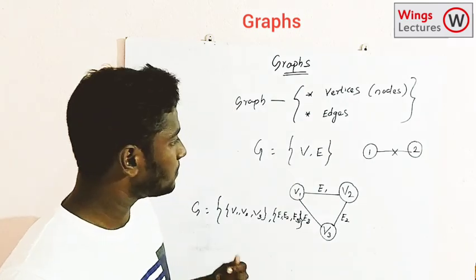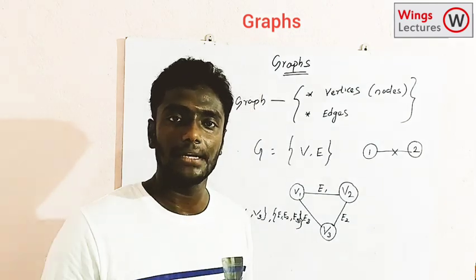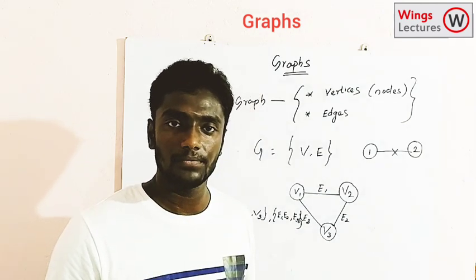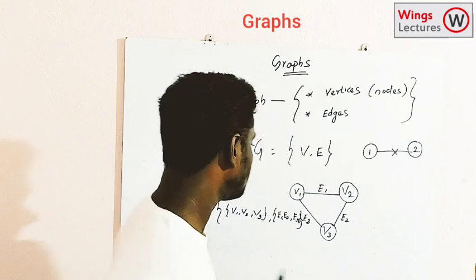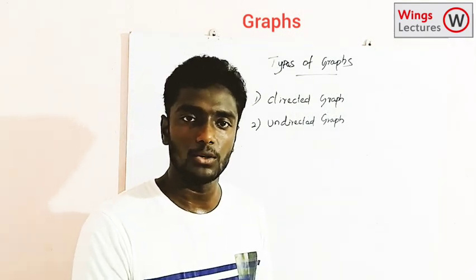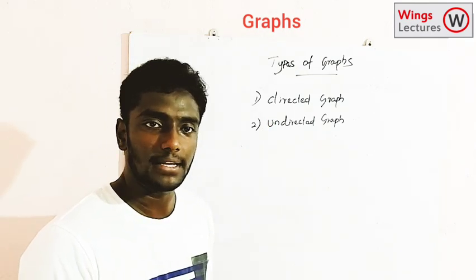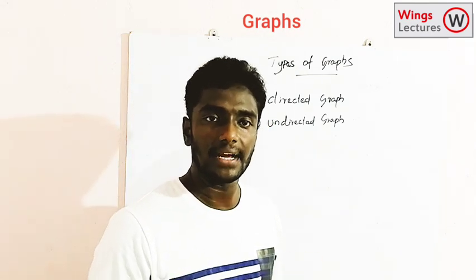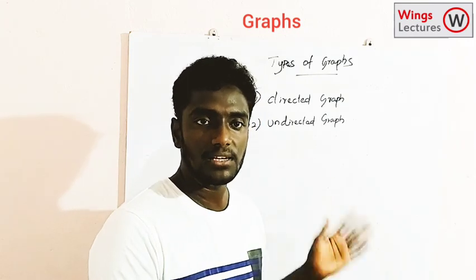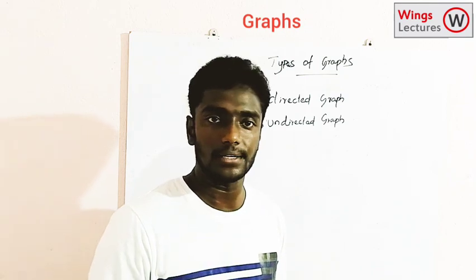Let me explain what the different types of graphs are and what representations are available. Here we have two different types of graphs. The first one is directed graph and the other one is undirected graph. From the name itself we can understand that. There will be direction in a directed graph and there will not be any direction in an undirected graph.